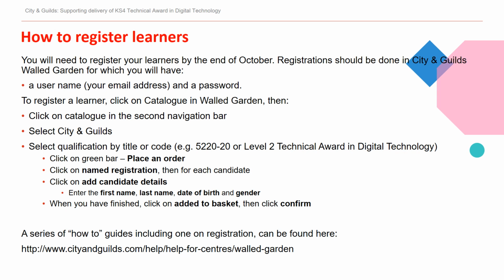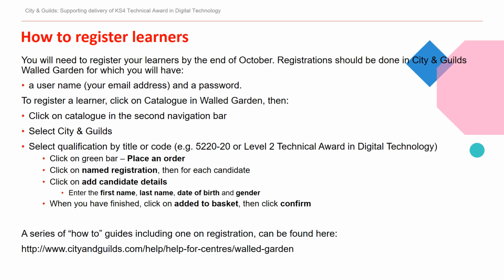Having decided to use the qualification with City and Guilds, you will need to register your learners. This should take place by the end of October and is carried out using our online system called Walled Garden. Your exams office or you should have a username and password to access the system. Once logged on, go to the catalogue, select catalogue again from the second navigation bar and then select City and Guilds. You now need to select the qualification you are registering the learners on, using the qualification code or title. In this case, it would be 5220-20 or Level 2 Technical Award in Digital Technology.